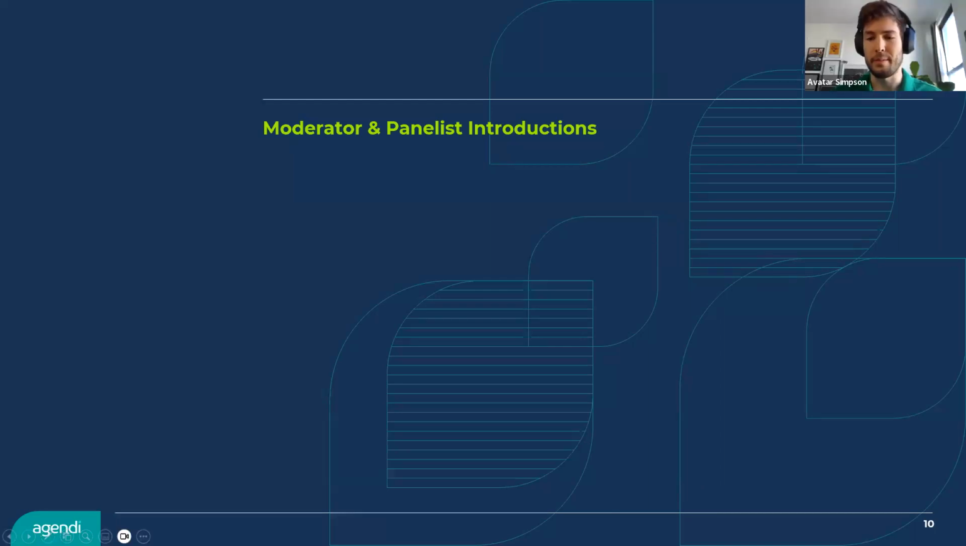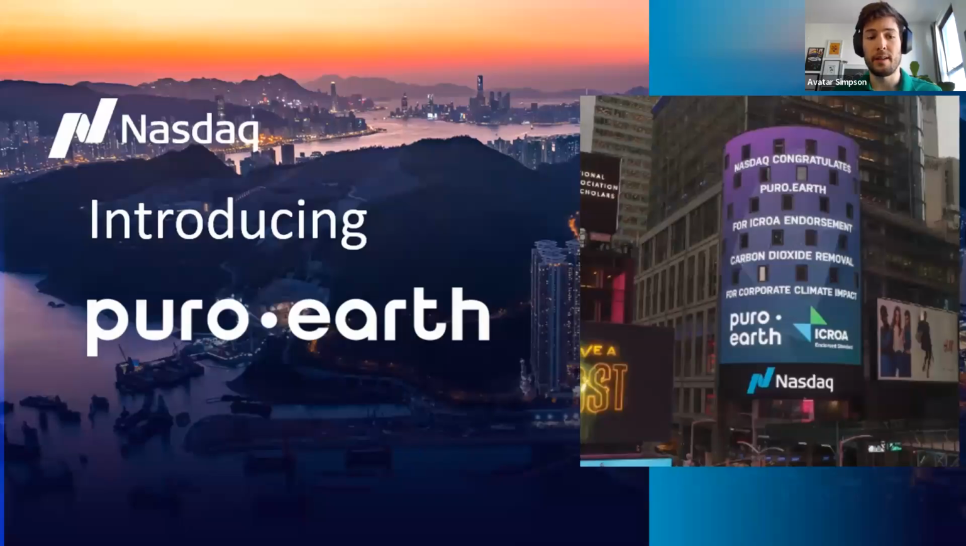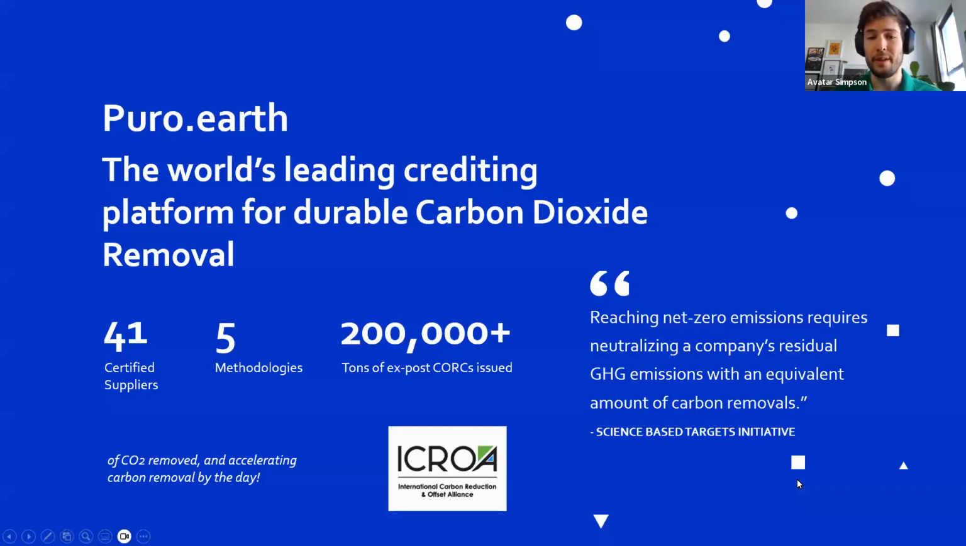Yeah, thanks, Capucine. I'm going to quickly introduce our three panelists as well as our moderator. Our first panelist is Yona Kunis from Puro.earth. He's the director of key accounts. Puro.earth is the world's leading crediting platform for engineered carbon removal. They currently have 41 certified suppliers across 5 verification methodologies and have issued more than 2,000 removal credits to date.